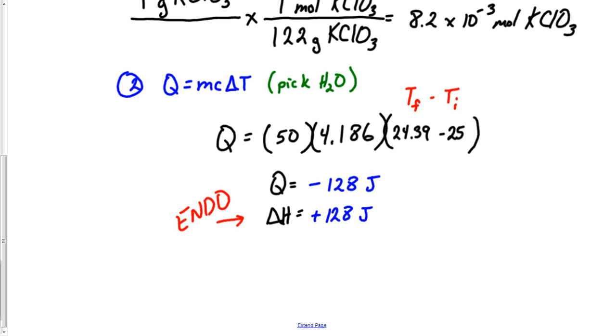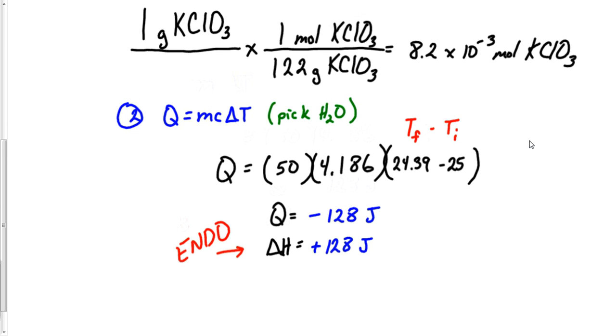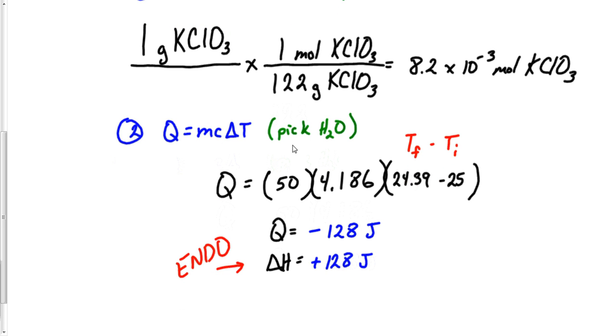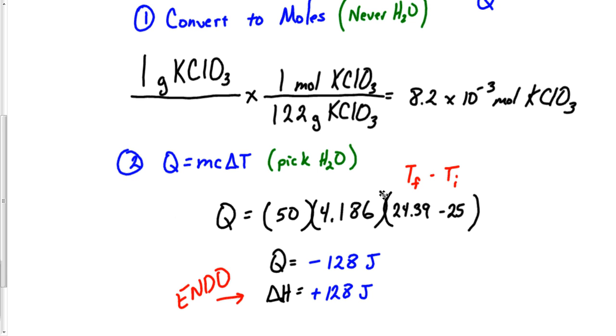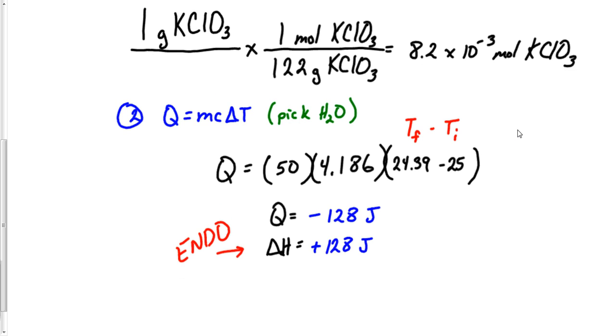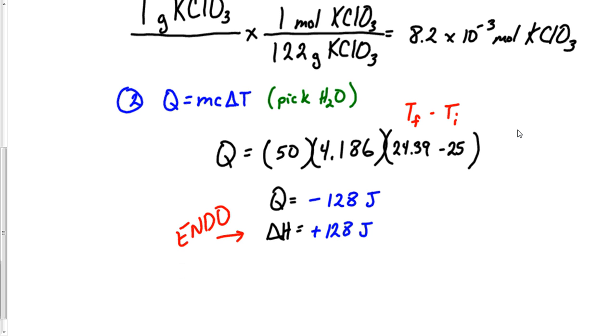But now, if you remember, I kept saying there's 3 steps in this problem. Step number 1, convert to moles. Step number 2, pick water, MC delta T. So what is step number 3? Well, I'll give you a hint. We need to do something with these 2 numbers. We could multiply. No, that don't make sense. All I'm going to do is this. I'm going to divide by my moles. 8.2.